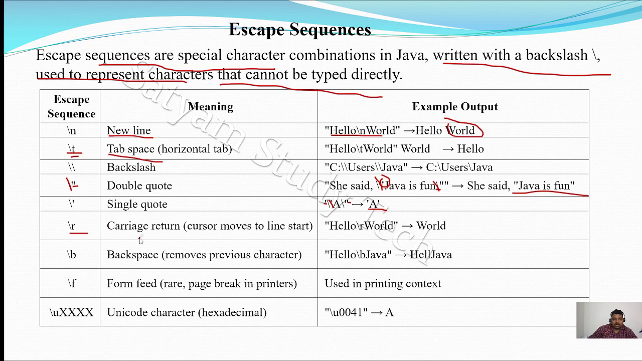For example, slash r is carriage return, which means the cursor moves to the start of the line. Here it is hello slash r world. The cursor moves to the starting position of the line, so it prints world, as you can see the world is printed.